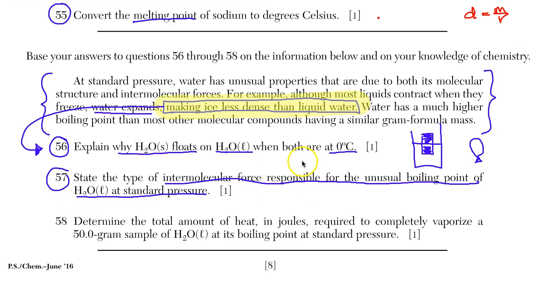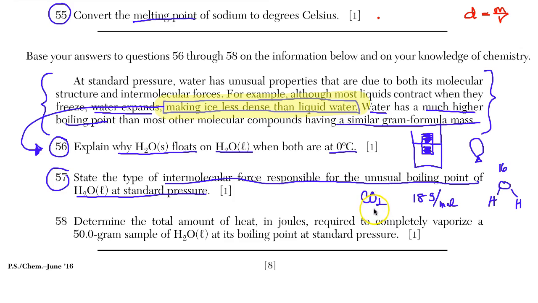Now, what's so unusual about it, if you need to know, it says water has a much higher boiling point than most other molecular compounds having similar gram formula mass. That's true. Water is a pretty small compound with a very light molecular mass. Oxygen is 16 grams per mole, hydrogen is 1. So when you do the formula mass of water, you get 18 grams per mole. And it's pretty small. You know CO2 is a gas at room temperature.